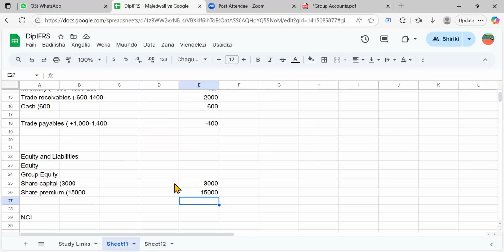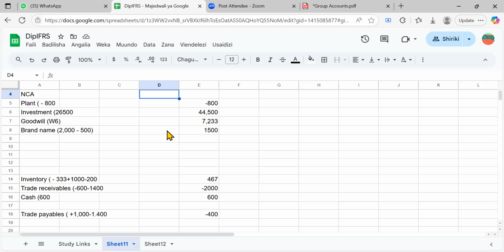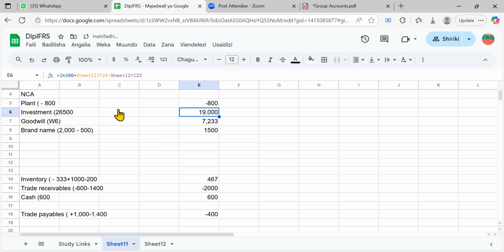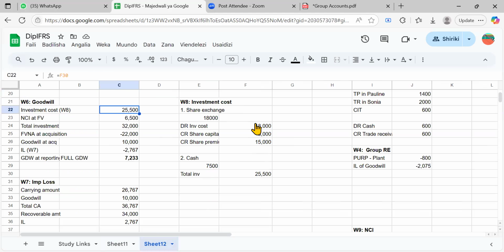25,500. So come here on investment cost, right? Investment cost, it's here. I'm going to remove that 25,500. Where is it? It's here, 25,500. You see? I've removed it. So you can see here now, 25,500. I added something, but I'm also going to remove something. I've removed it. It's fine, and we are done with that.